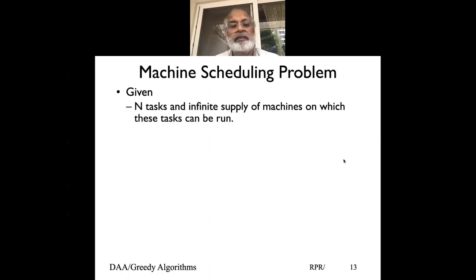Consider another case. Let's say you have n tasks to be done and an infinite supply of machines. For example, n tasks is the number of classes to be conducted and the machines are classrooms. Each class has been given a different time, and we want to schedule the classes so that we use the minimum number of classrooms.